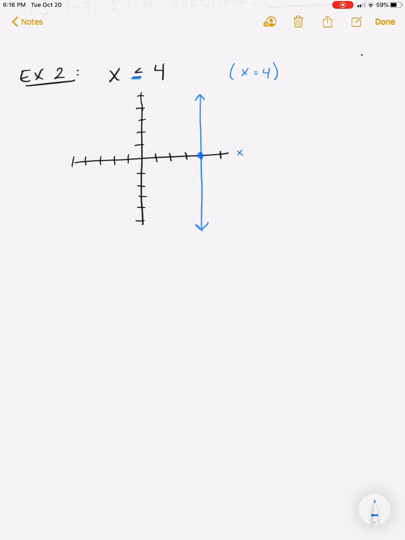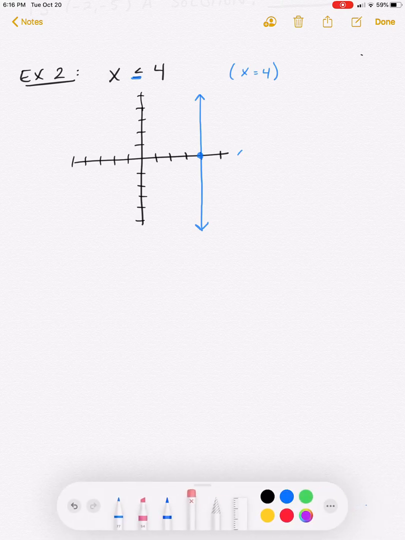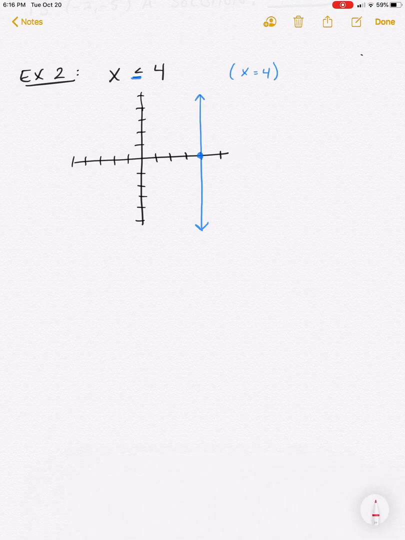Okay, so now we need to think about our shading. Let's reason through this. Put your pencil where the x coordinates are getting bigger and bigger. Hopefully your pencil is out here. This is where the x coordinates are getting bigger. Put your pencil where the x coordinates are getting smaller and smaller, and that is going to be out here to the left. This is where the x coordinates are getting smaller.